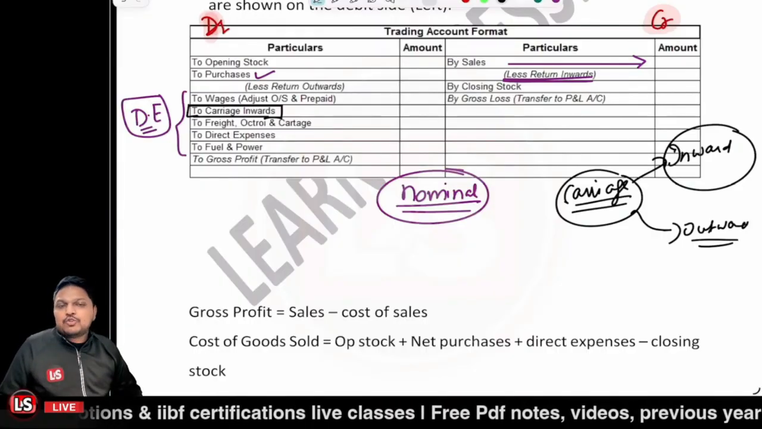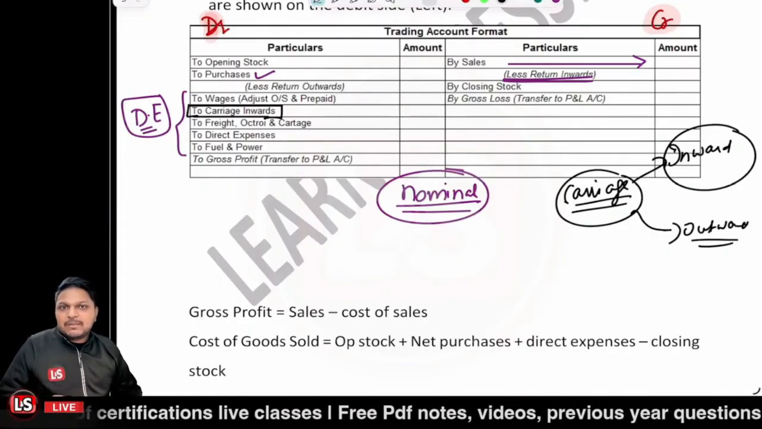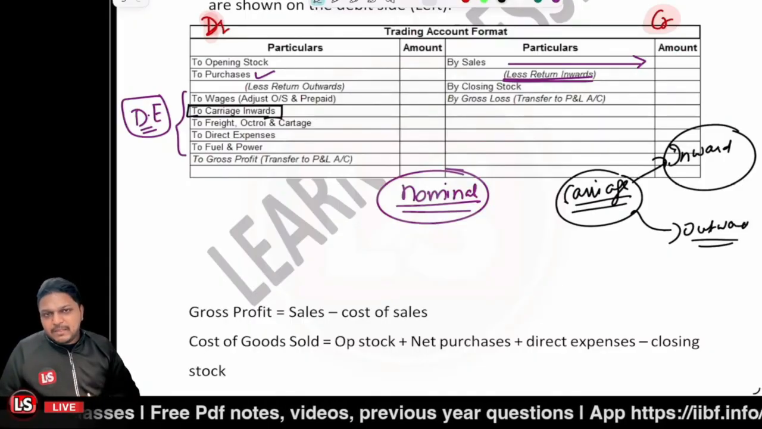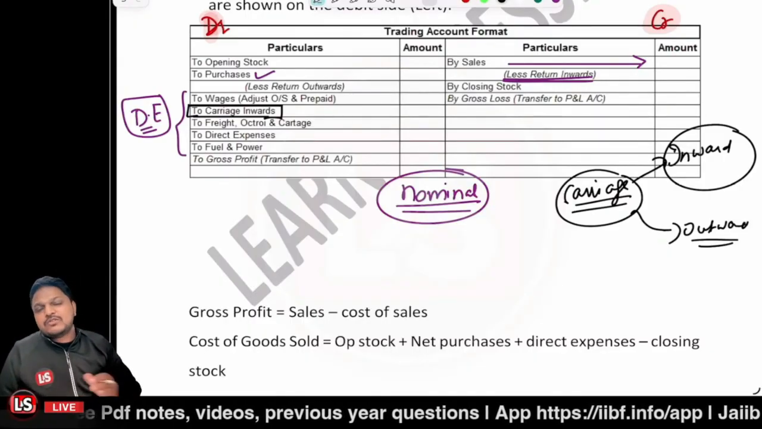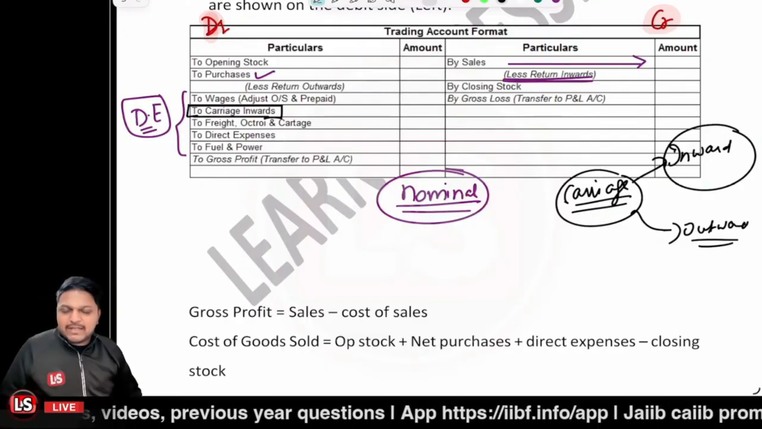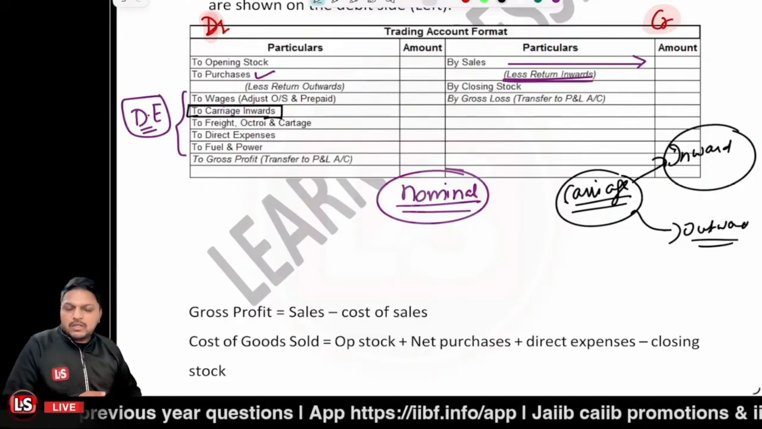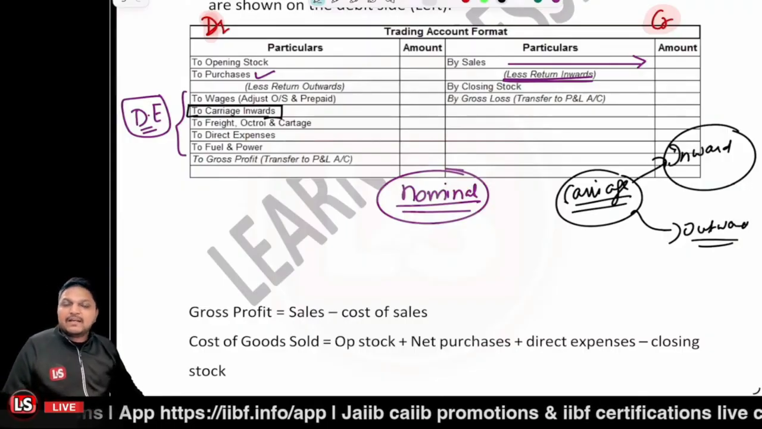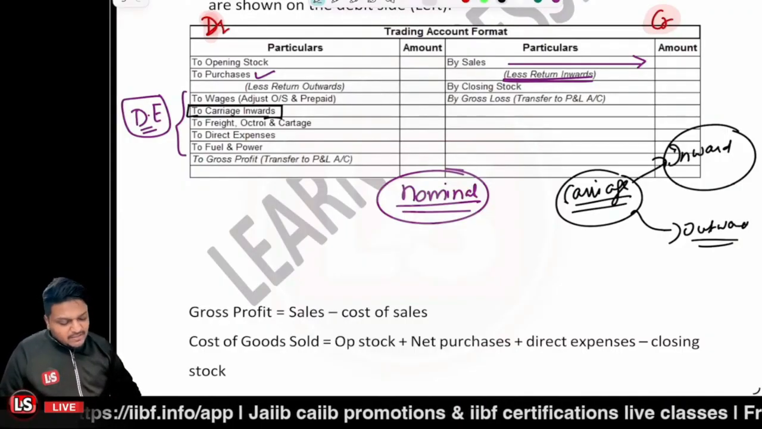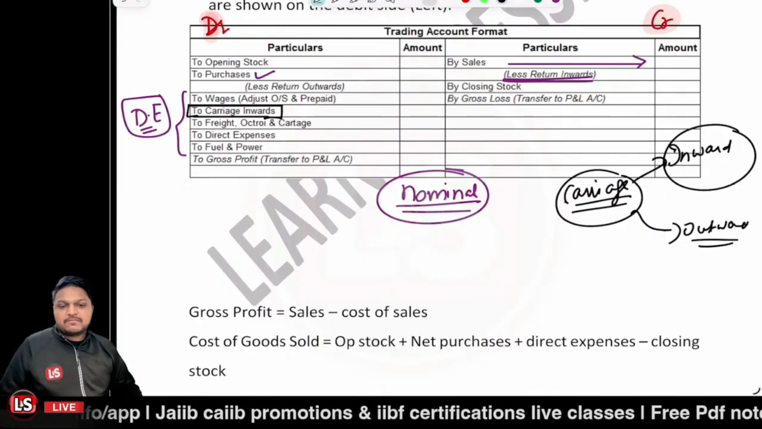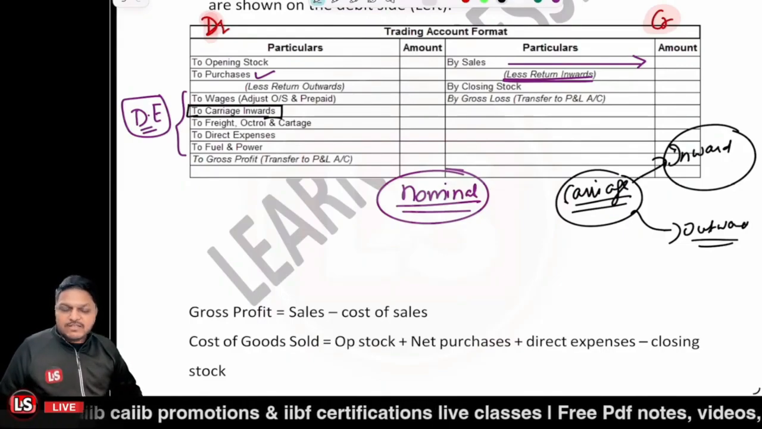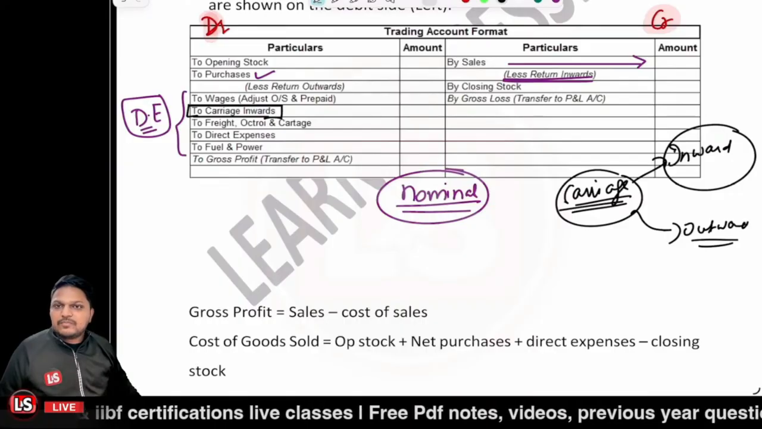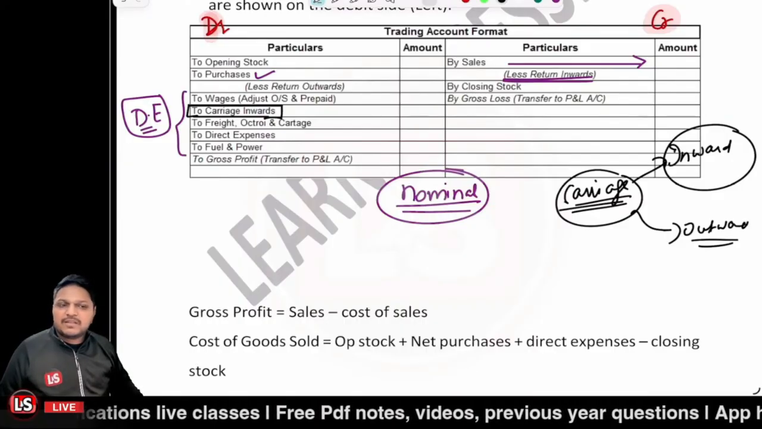But when we have sold the product to the customer, sometimes the seller may offer that we will make the goods reach your destination. That is basically carriage outward. Carriage outward is also an expense, but it is an indirect expense, whereas carriage inward is a direct expense. Clear with it? Please confirm.